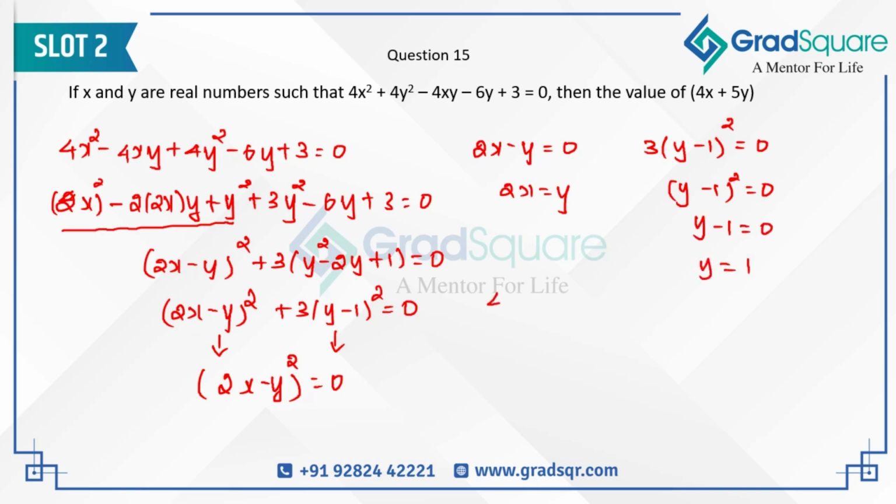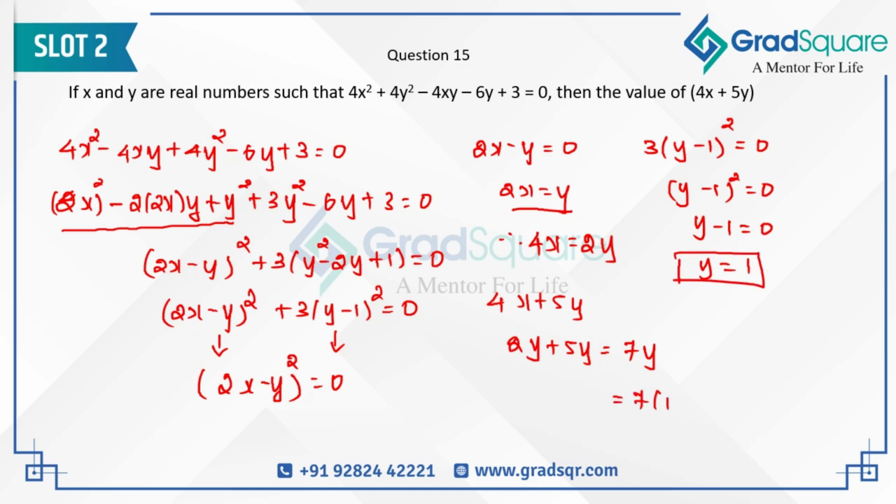And we are required to calculate the value of 4x + 5y. Now if 2x = y, then 4x will be equal to 2y. So in the place of 4x I can put 2y, plus 5y equals 7y. So we are required to calculate the value of 7y, and the y value is equal to 1. That means 7 into 1. The answer for this question will be 7.